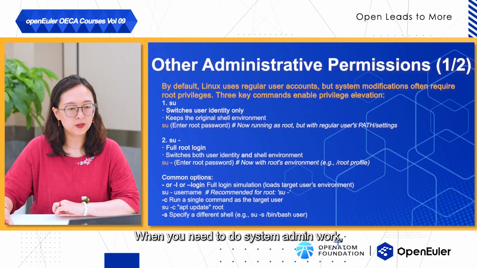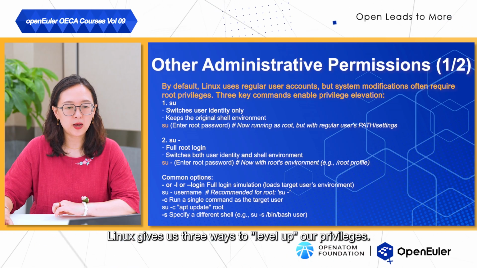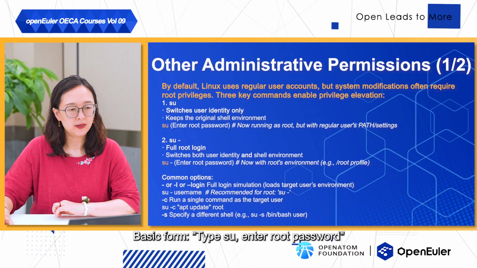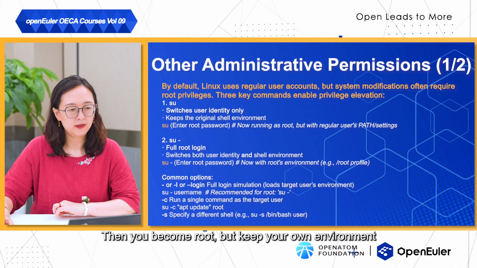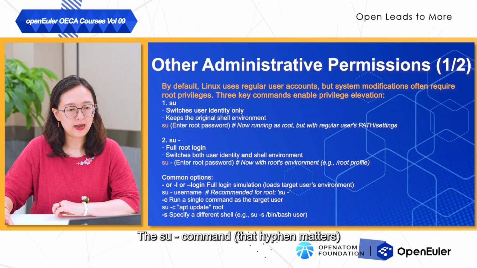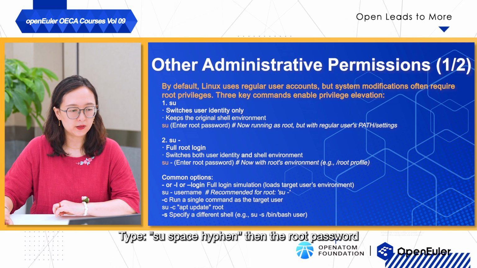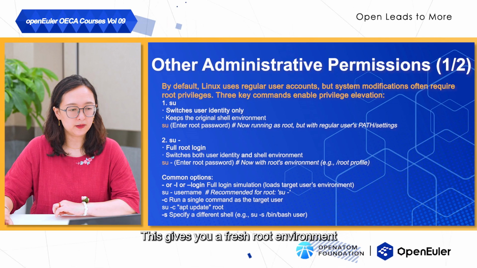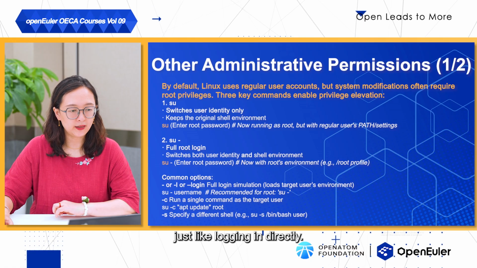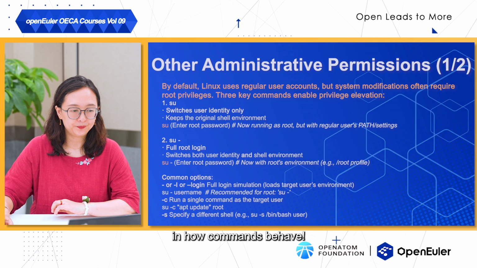When you need to do system admin work, regular user accounts just won't cut it. Linux gives us 3 ways to level up our privileges. Let's focus on the first 2. The su command. Basic form: type su, enter the root password. Then you become root, but keep your own environment. The su - command, that hyphen matters. So type su space hyphen, then the root password. This gives you a fresh root environment. Why is it better? Because it loads root's path and profile, just like logging in directly. Remember, that little hyphen makes a big difference in how commands behave.